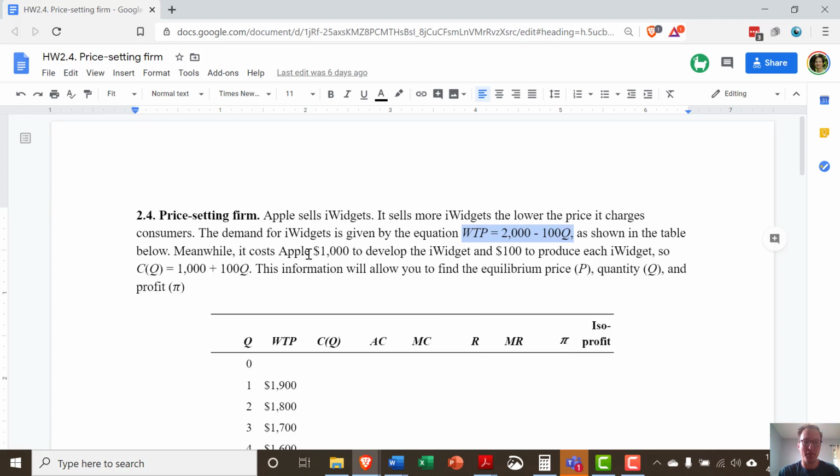Meanwhile, it costs Apple $1,000 to develop the iWidget, that is to design it, and $100 to produce each iWidget. So its cost function is equal to 1,000 plus 100Q. This information will allow you to find the equilibrium price, quantity, and profit.